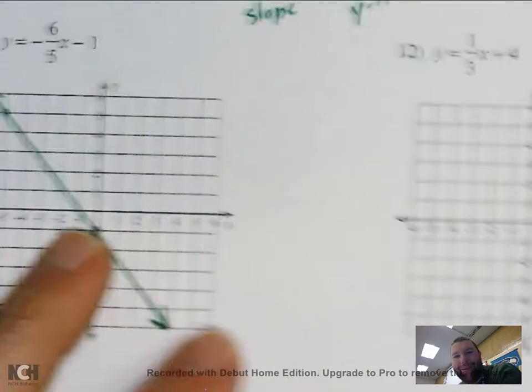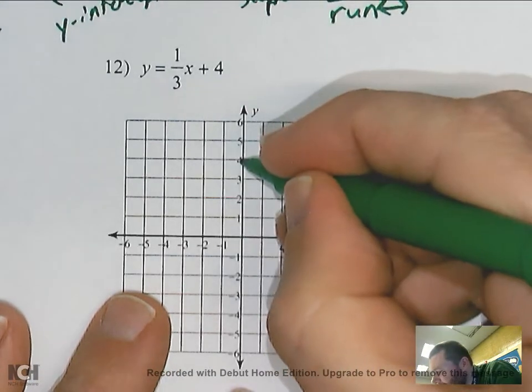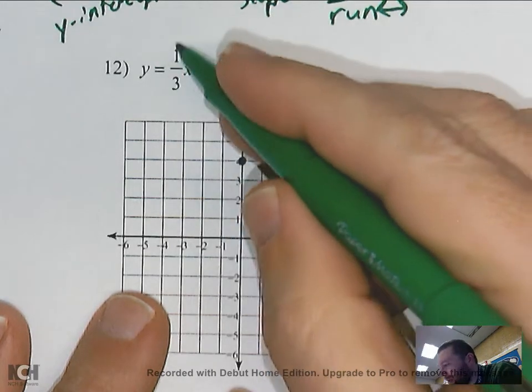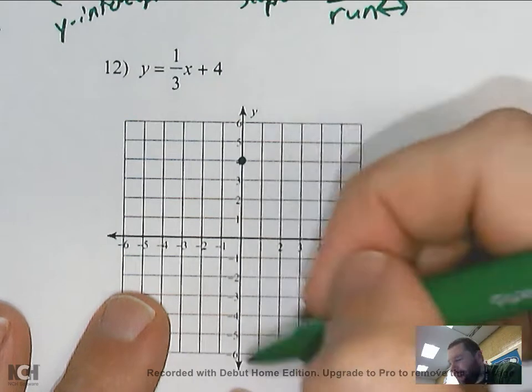Okay, let's try another one. This one, my y-intercept is 4. So I start at 4. And my slope is 1 over 3. So that is two positive directions, right? Or I could go two negative directions.